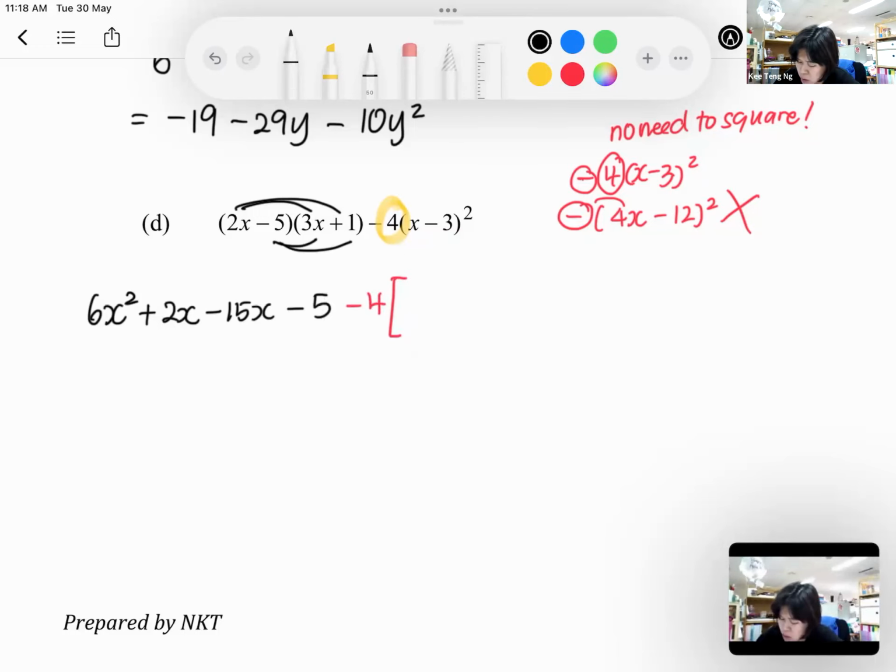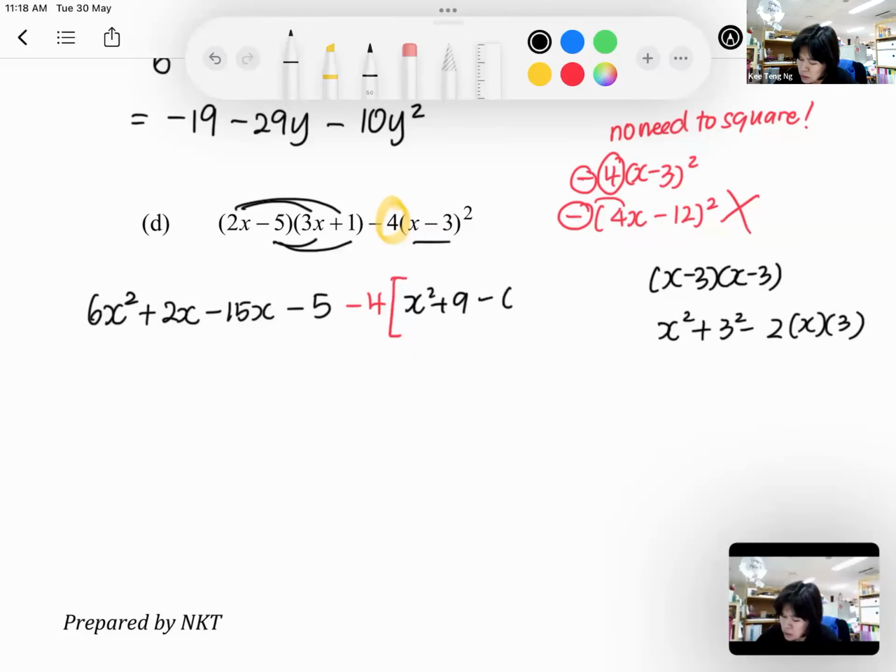Again, this portion, you can use your special product. You can write it 2 times x minus 3, x minus 3. Use your product a squared plus b squared minus 2ab, so I get x squared plus 9 minus 6x. Position doesn't matter. Just make sure you get the correct answer. Then let me simplify this a bit. This will be negative 13x minus 5.